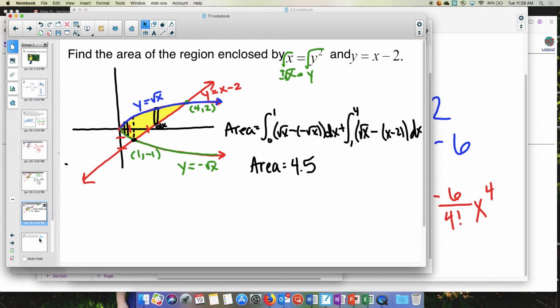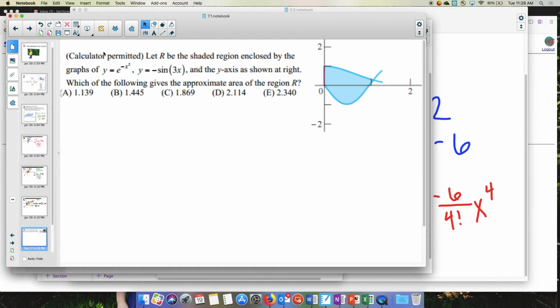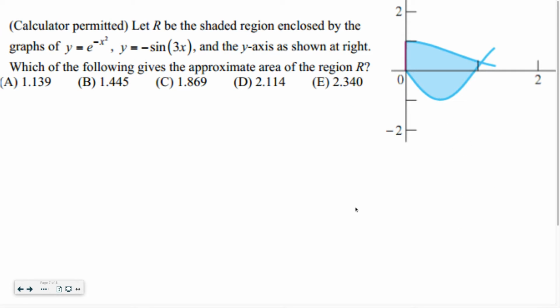So on the homework problems where I say no calculator, I don't even want you to use your calculator to graph it, find intersections, anything. Okay? But there could be some times where you have to use your calculator to figure out your limits of integration. And I want to just remind you how to do that.